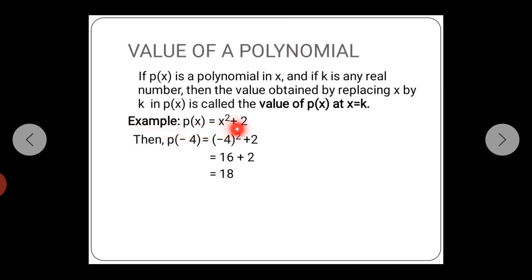This statement can be explained with the help of an example. Suppose our polynomial p(x) is x square plus 2. If we place minus 4 in place of x, or you can say the value of k is minus 4, then what will be the value of this polynomial? You just place minus 4 in place of x, and it becomes (minus 4) square plus 2. Minus 4 whole square means 16, plus 2 is equal to 18. So 18 is the value of this polynomial p(x).